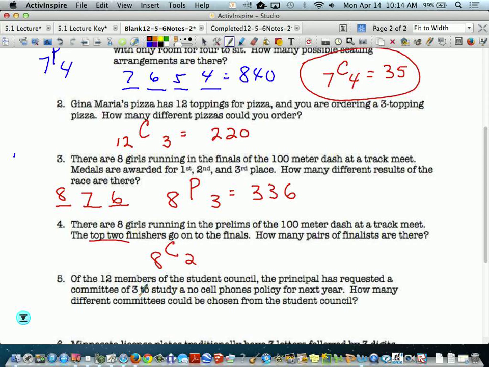This is a combination. Whether I get first or I get second, it does not matter. I get to go run in the finals race is what they're telling you, right? First or second gets to move on. So what's 8C2 come out as? 28? Yeah. Okay.